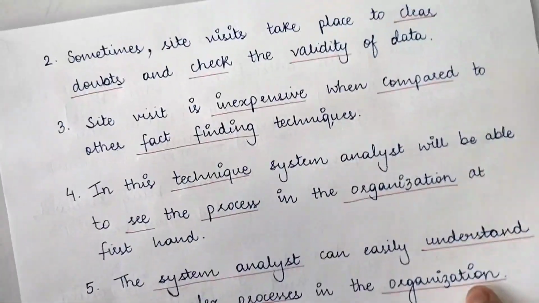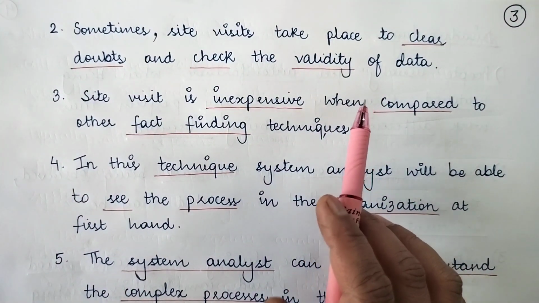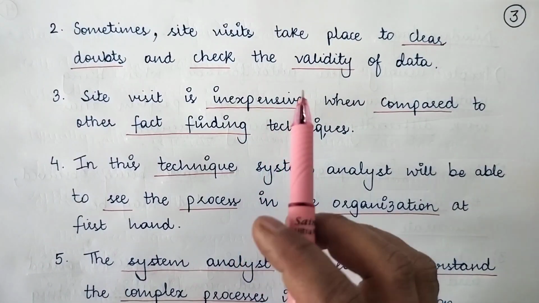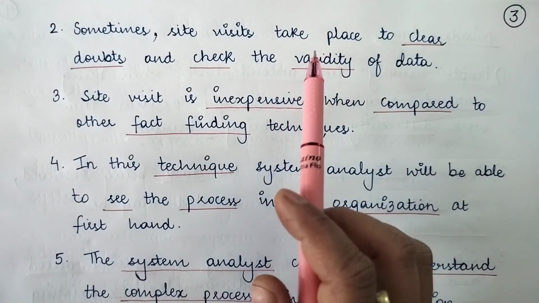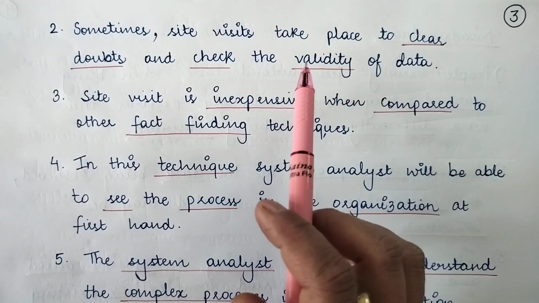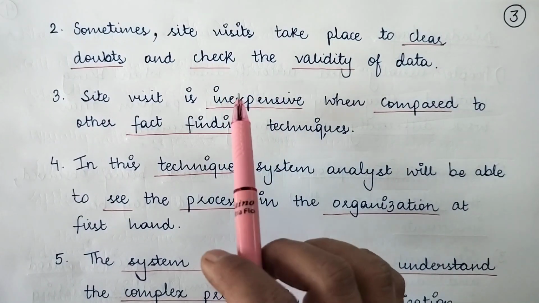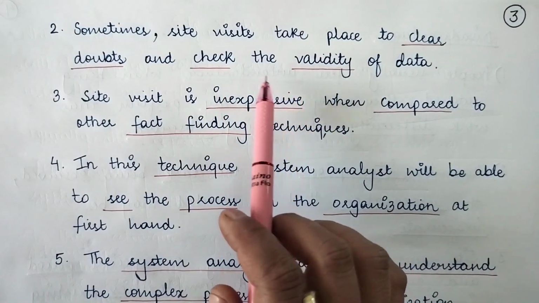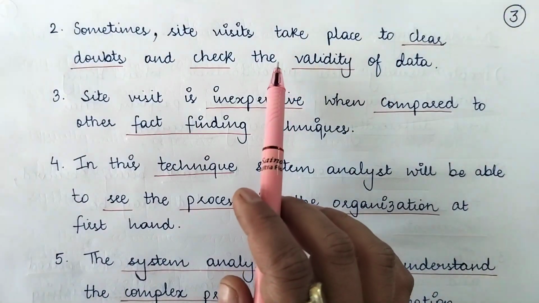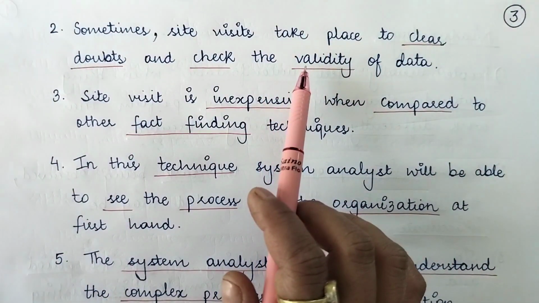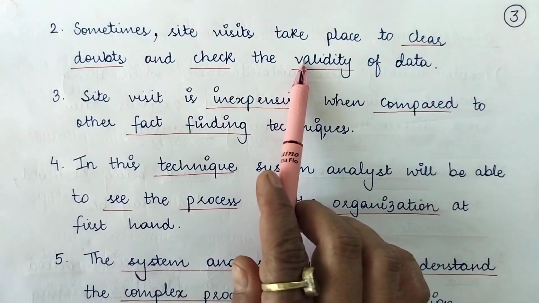Then sometimes site visits take place to clear doubts and check the validity of data. Like I said, sometimes while collecting facts with the help of other fact finding techniques, a system analyst may have some confusion about the validity of the data that has been collected. So to check the validity of the data and to clear all his doubts, the system analyst can perform site visits so that he gets to know, okay, this is the exact working scenario of the organization, and whether the data and facts that I collected during other fact finding techniques match this or not.